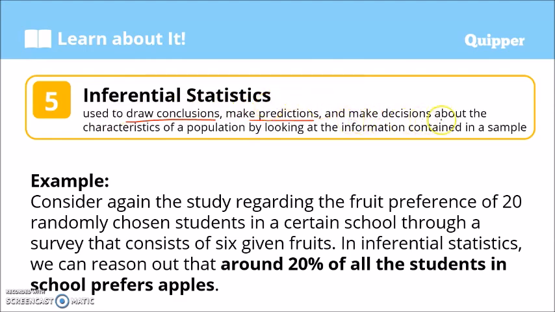We can also make decisions about the characteristics of a population by looking at the information contained in a sample. Okay. So, kanina, we differentiate a sample from population. So, the population is bigger than a sample because the sample is drawn from the population. Now, for descriptive statistics, okay, i-describe lang niya kung anong characteristics ng sample.